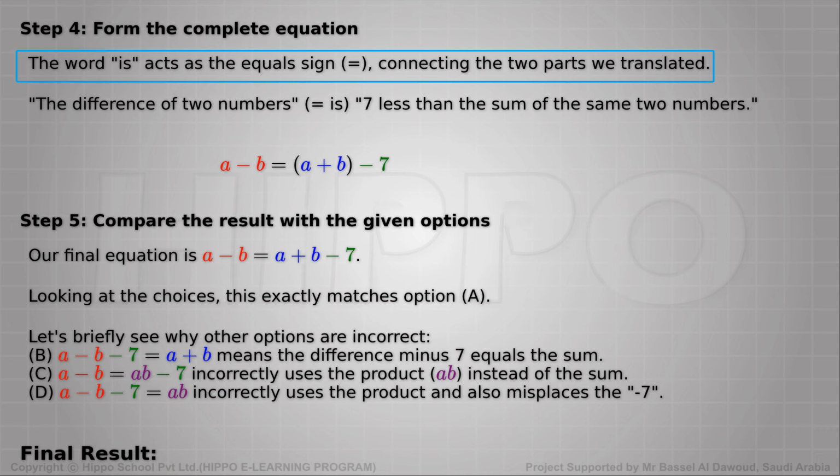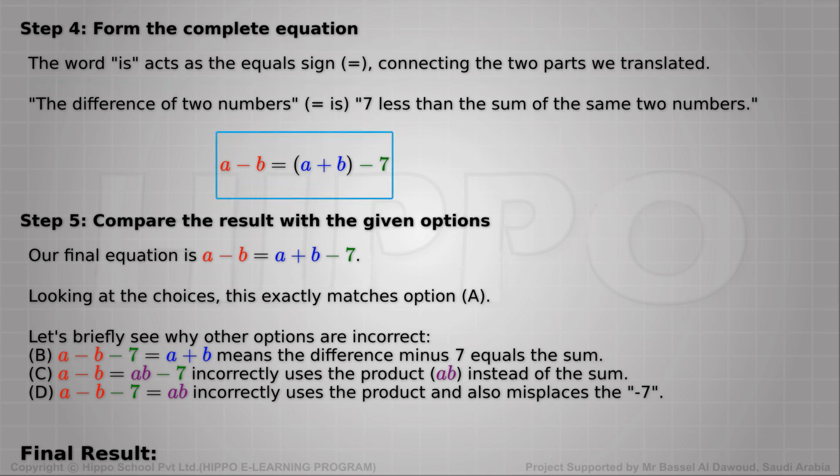The little word is in the middle of the original sentence acts as our bridge. In mathematics, is almost always translates to the equal sign. So we take our first piece, the difference of two numbers, which is A minus B. Then we put the equal sign. And then we add our second piece, 7 less than the sum, which is A plus B minus 7. As you can see on the screen, our complete equation is A minus B equals A plus B minus 7.